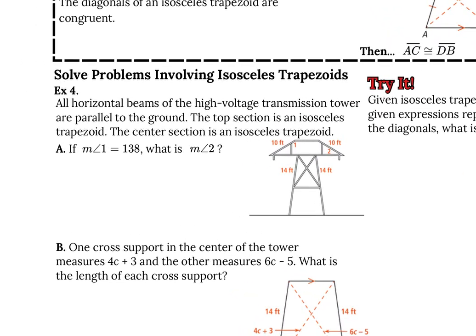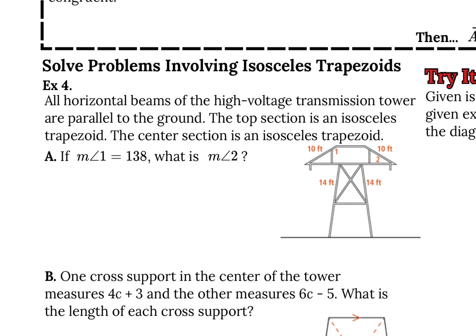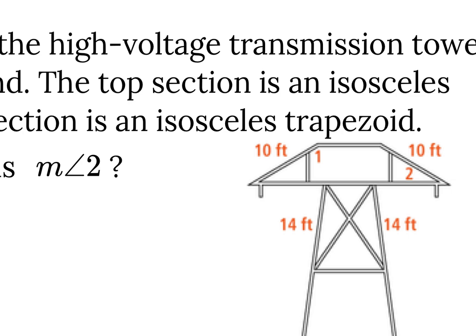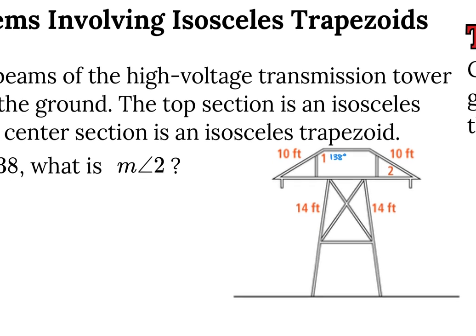Okay, example 4. All horizontal beams of the high voltage transmission tower are parallel to the ground. The center station is an isosceles trapezoid. They tell us that the measure of angle 1 is 138, and we want to find the measure of angle 2. They told us that this is parallel to this, as well as to this.